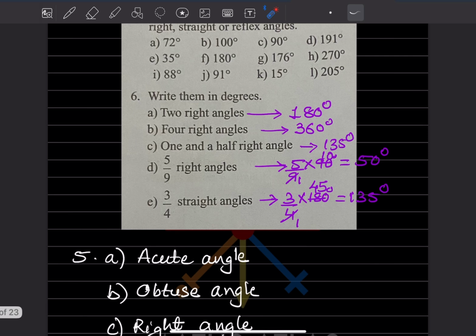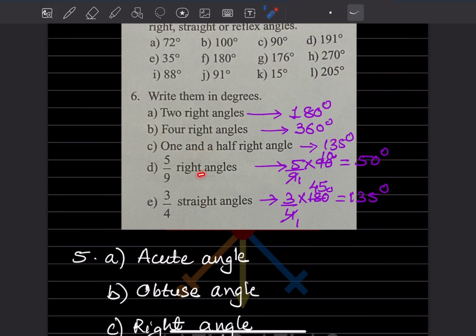Now you have to write them in degrees. Two right angles: a right angle is 90, but if it is 2, then 90 is multiplied by 2, so that is going to be 180 degrees. Four right angles: you know a right angle is 90 degrees, 90 into 4 is going to be 360 degrees. 1.5 right angles: one right angle is 90, half of that is going to be 45. When you add both of them, because 'and' means you are going to add, that is going to be 135 degrees.